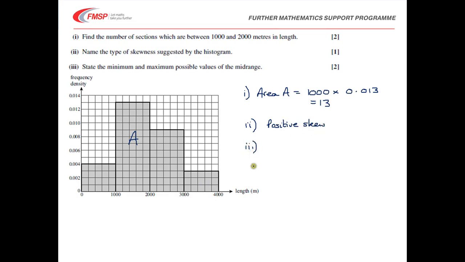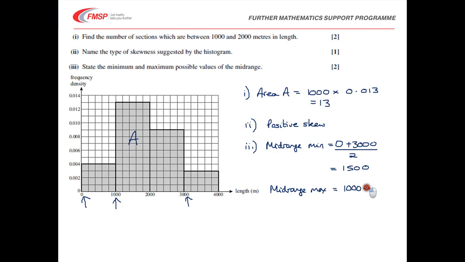And the mid-range, well, we're going to get a minimum value of the mid-range if everything's as low as possible. So in this first block there might be a value of 0, or as close to 0 as makes no difference. And in this top block the highest value might actually only be 3000. So that will give us our minimum value, and our maximum value would be if actually the lowest value was barely below the 1000 and the maximum value was right up there at 4000.